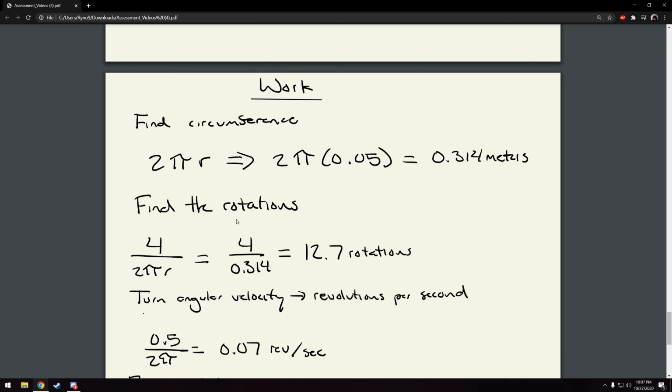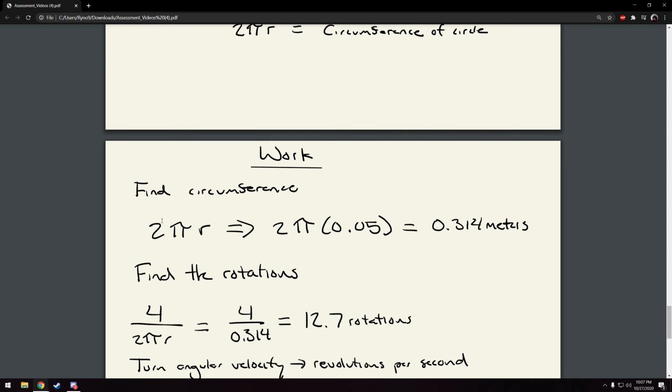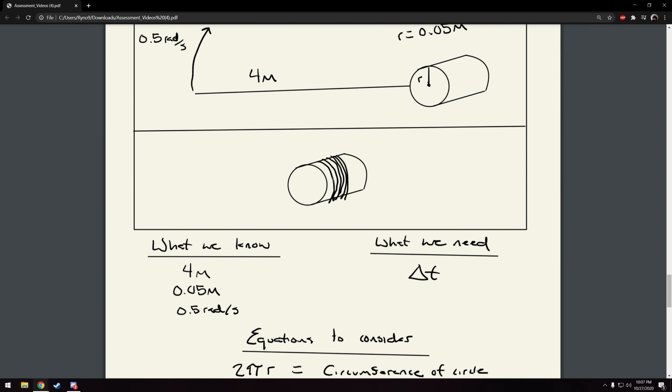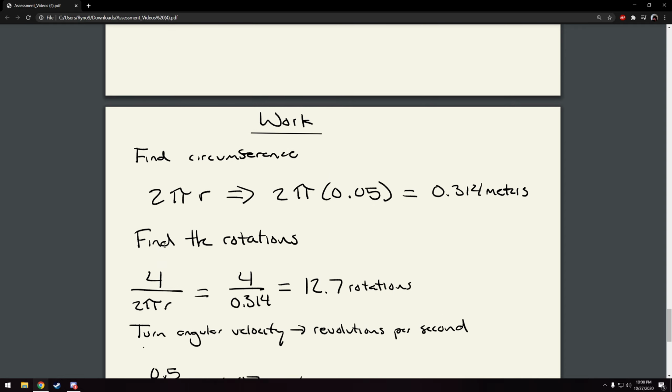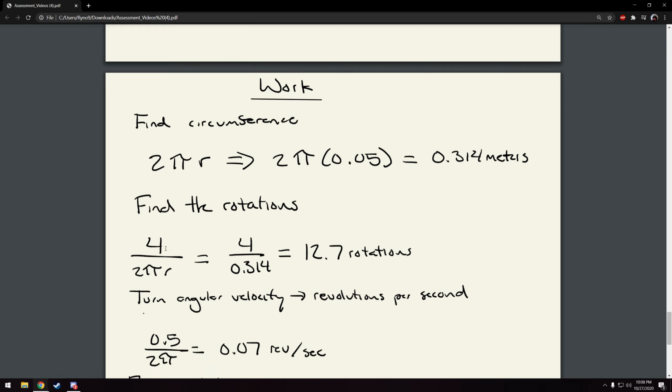Now we need to find the amount of rotations in that 4-meter long string. And the way we do that is by taking the length of the string and dividing it by the circumference. Because if we divide the length by the circumference, we should get how many loops we can get with said length. So 4 meters divided by the circumference we got, which is equal to 12.7 rotations roughly.